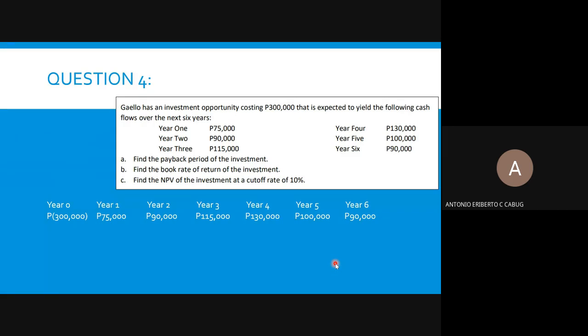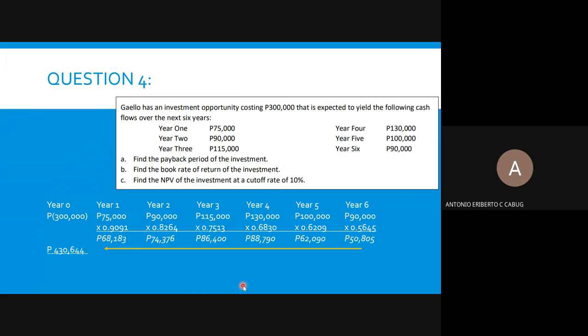Isa-isahin natin. 1.1 divide. Press the equal sign, you have 0.9091. Press the equal sign again, that's 0.8264, and so on. So just take the present value of these six cash flows, add them all, you will have 430,644. The correct answer is 130,644 or anything close to that. Basta malapit dyan sa sagot na yan. 130,600 something. Those are acceptable. Okay? Net present value at a cut-off rate of 10%. Clear?